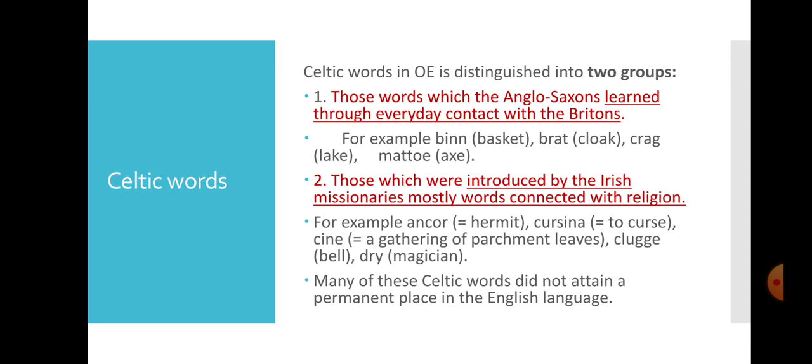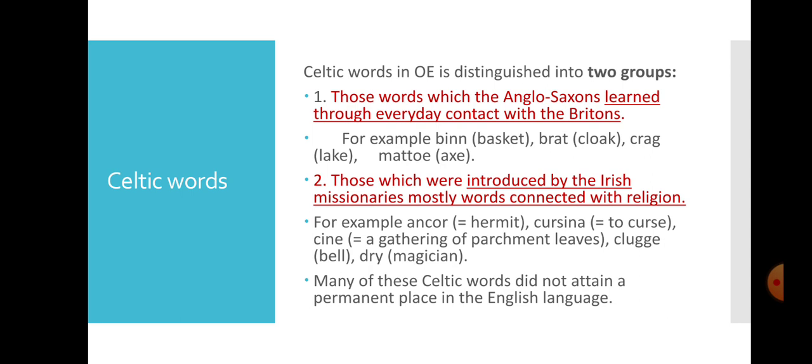For example, bin, that means basket, brat, that means cloak, crag, and so on. These are the words that entered the English language through the Anglo-Saxons' contact with the native people, that is the Celtic people. And the second group of words are those which were introduced by the Irish missionaries, mostly words connected with religion. The Irish missionaries brought certain words which are associated with religion, and this is the second group of words which find their place in the Old English language.